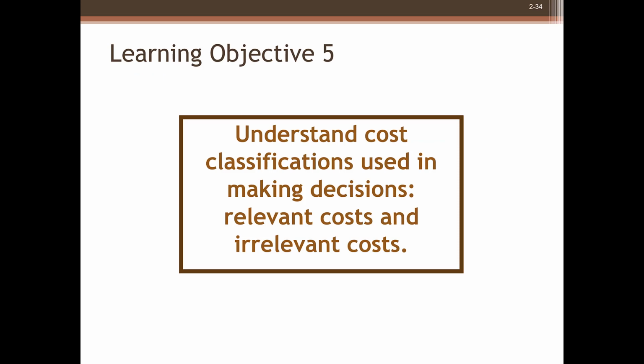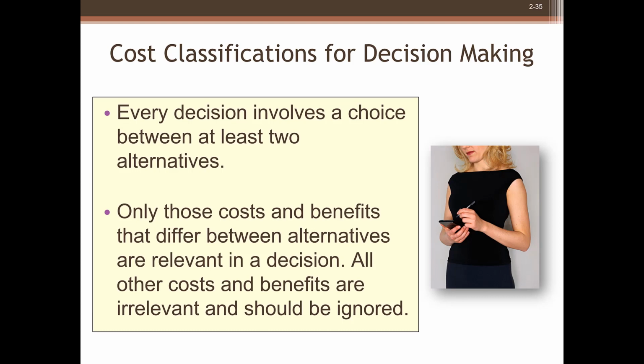Learning Objective 5. Understand cost classifications used in making decisions, relevant costs and irrelevant costs. It's important to realize every decision involves a choice between at least two alternatives. The goal of making decisions is to identify those costs which are either relevant or irrelevant to the decision.